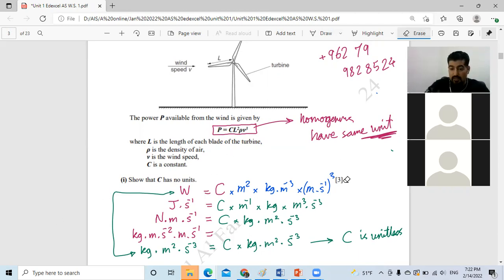Is it clear? Yes, it's easy 3 marks. Yes, thank you. Yes, it's easy 3 marks.